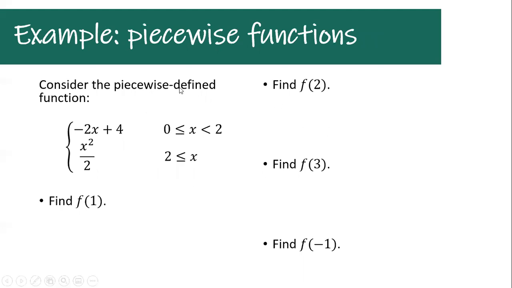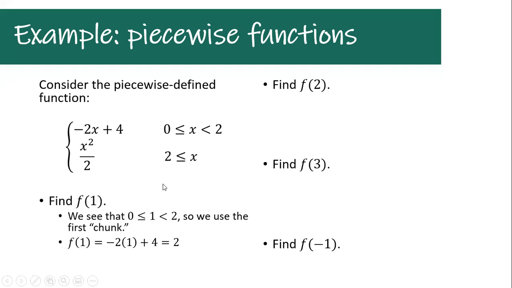So let's consider this piecewise function, where 0 is less than or equal to x is less than 2, we have f of x is negative 2x plus 4. Where x is greater than or equal to 2, we have x squared over 2. So first we want to find f of 1. Well, where does 1 belong? 1 isn't greater than 2, but 1 is between 0 and 2. So f of 1 is going to be here, and so we're just going to plug 1 into this top equation. So f of 1 is going to be negative 2 times 1 plus 4, which is going to give us 2. That's it. That's how we find f of 1.